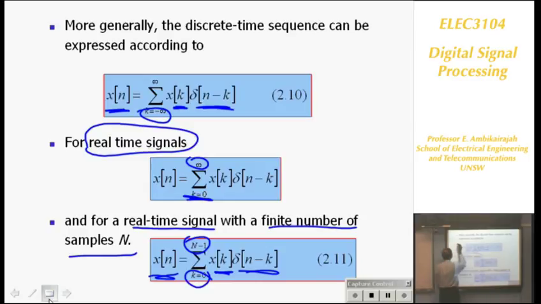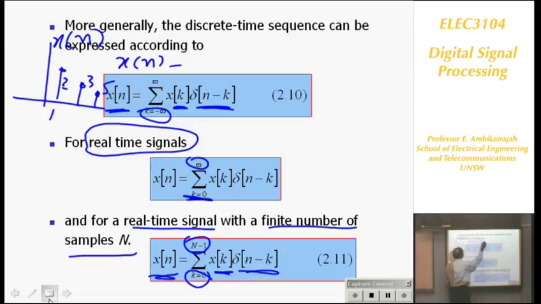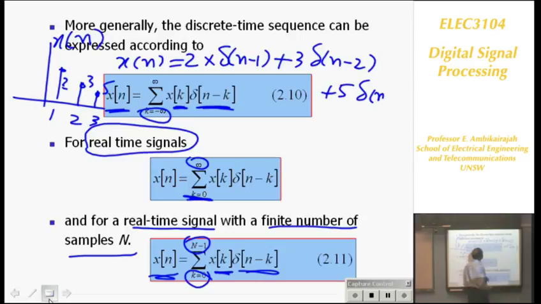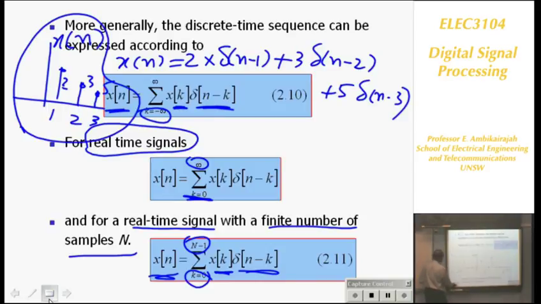Basically, all I'm saying is that if you have a signal, this is your signal x[n], like 2, 3, 5. I can write this x[n] with n equal to 1, 2, 3. x[n] equals 2 multiplied by delta[n minus 1], plus 3 multiplied by delta[n minus 2], plus 5 multiplied by delta[n minus 3]. So a signal can be written in this delta form. That's quite a powerful property.